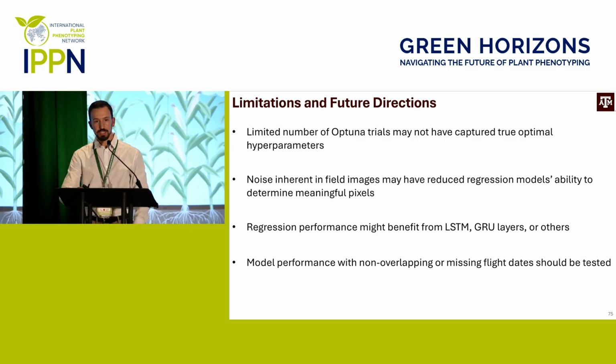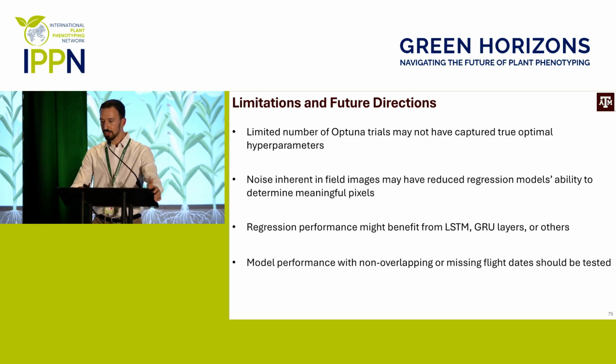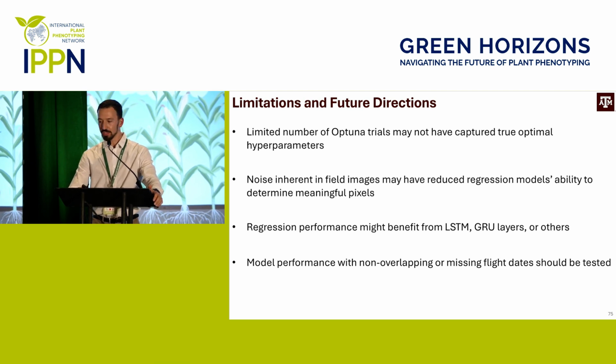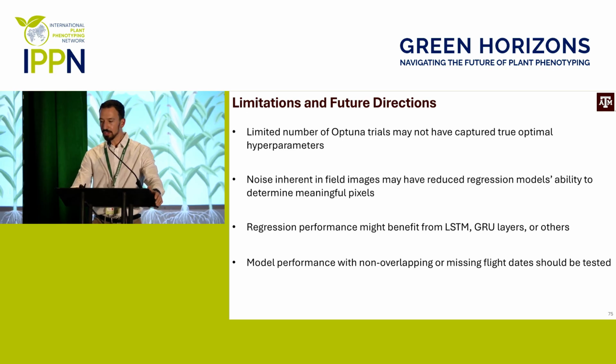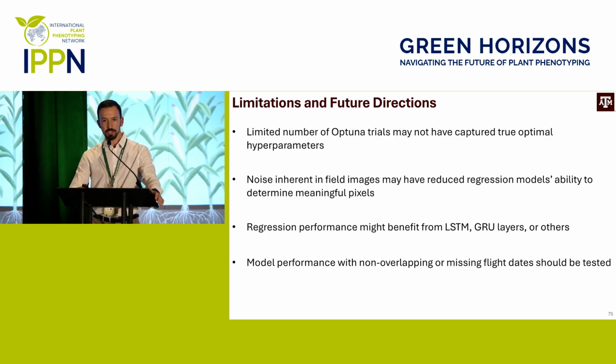So there were definitely some limitations to the approaches that I used. For example, it was pretty computationally intensive to run a lot of Optuna trials because I set so many different parameters to search through, so we may not have converged on the optimal parameters. There was, of course, noise inherent in the drone images, and that could have reduced the regression model's ability to map back the pixels to the FPC1 score.